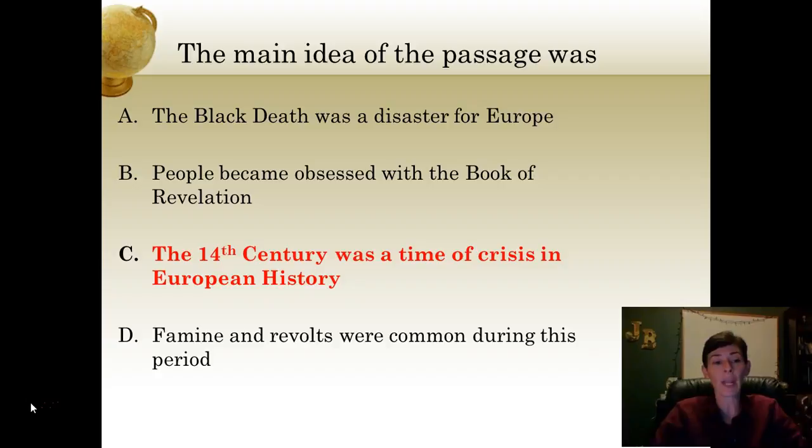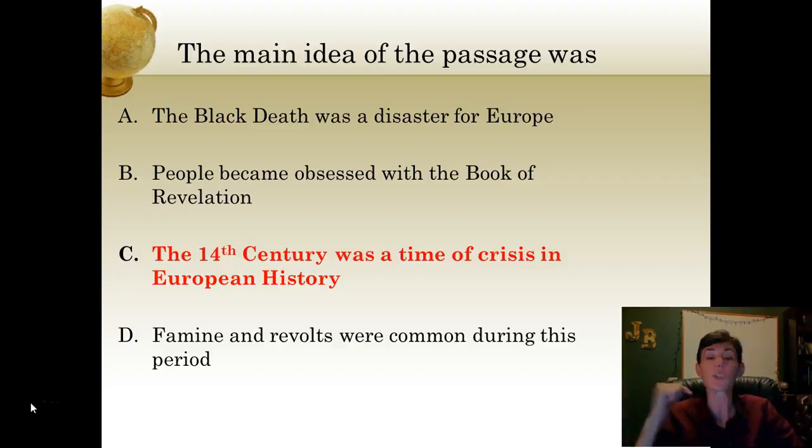All right, if your answer was C, the 14th century was a time of crisis in European history, you would be correct. Now, if you're looking at this question, all of the other answer choices are specific crises, actually, except for B, which is a response to the crises that were happening. But answer C is the big picture of that paragraph. That passage was telling you about what life was like in the Middle Ages and the massive problems that they encountered. And answer choice C offers a very good summary of what was talked about, a big picture.